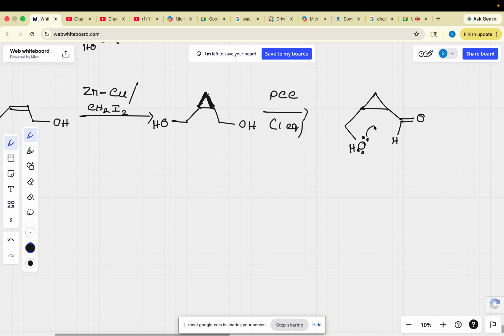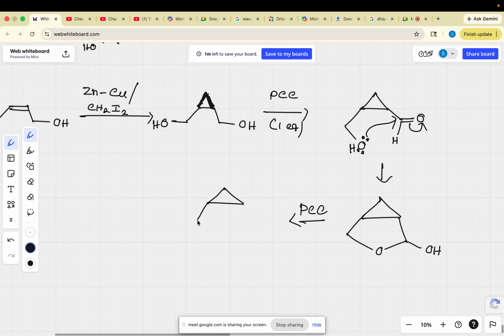Now oxygen will attack on this carbonyl carbon, and this bond is breaking. So what are we getting? I have a 3-membered ring, and here a 5-membered ring we are getting, and this double bond O is breaking, so ultimately you will get OH. But we are already using PCC, so in the presence of PCC, what will happen? This is a secondary alcohol, so the secondary alcohol will convert to ketone.